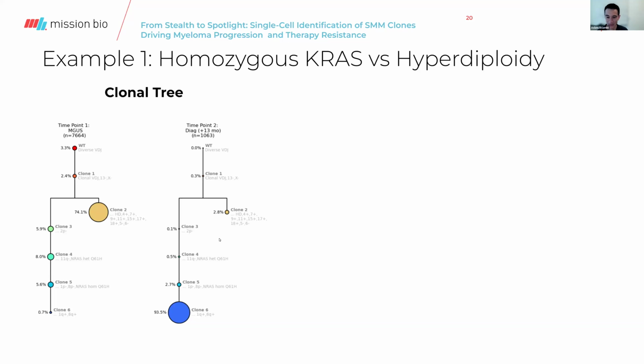You can see from time point 1 to time point 2, clone 2 shrinks dramatically. I would say it's probably not shrinking, it's just being outcompeted by clone 6, which just has a tough combination of attributes. It's got this homozygous NRAS mutation, it's got loss of 1p, it's got gain of 1q. That makes this very fit.